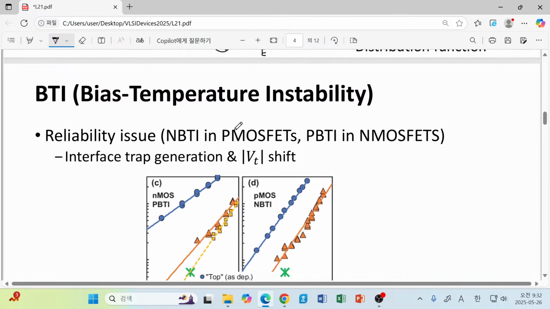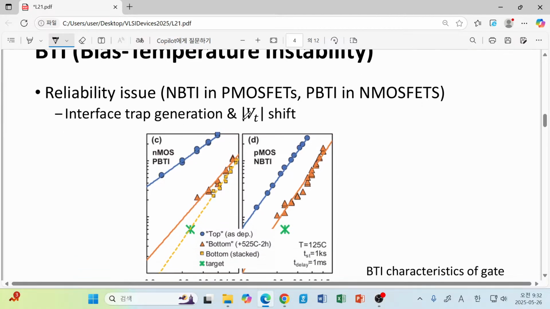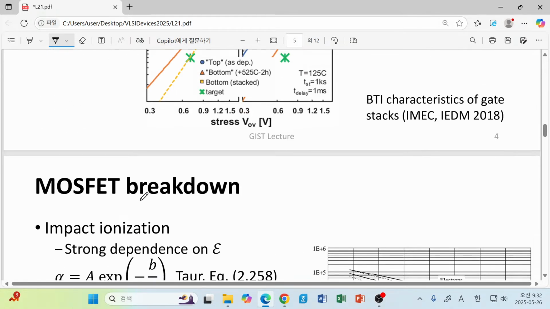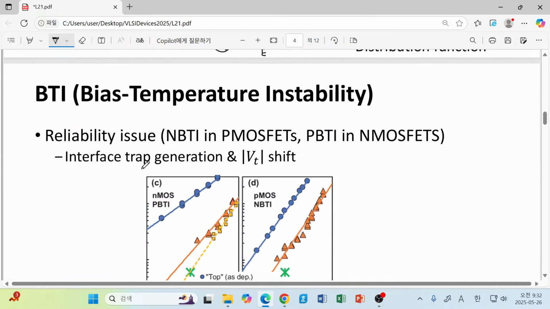So now when we have a certain hot electron, or a certain unusual electron, something happens. These next two slides just describe two different phenomena. Don't mix them up. They are different. One is BTI. BTI is bias temperature instability. So please, what is bias temperature instability?